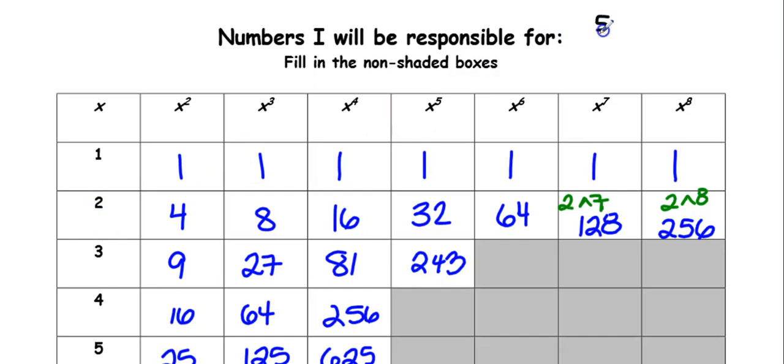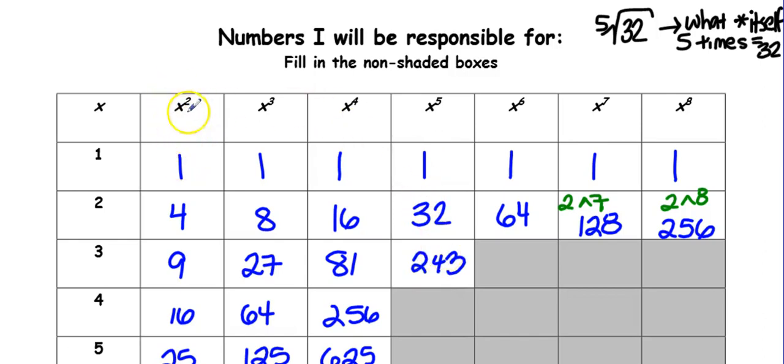So again, I was looking at the 5th root of 32. That means what times itself 5 times equals 32. So my perfect fifths are in this column. And perfect fifths might sound weird. What if I said perfect squares? See, these are my perfect squares. That's something we're very comfortable with because we've seen that a lot. But there's more than just perfect squares in math.